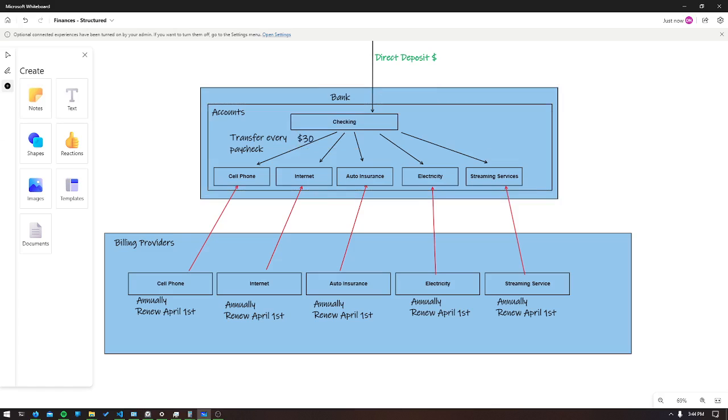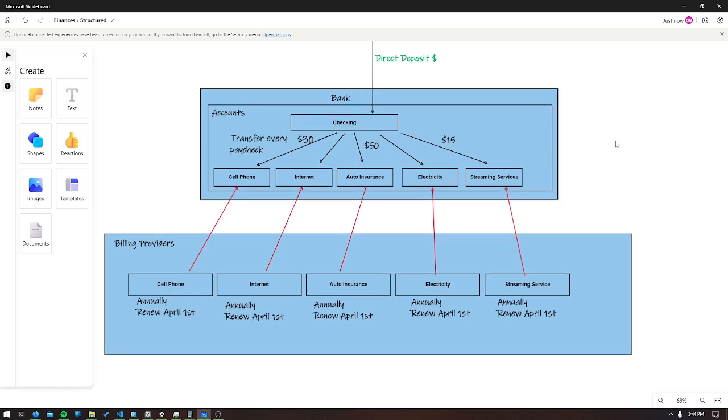So for example, let's say for cell phone you need $30 a month or $30 a paycheck or whatever. For streaming services you need $15 a paycheck. For auto insurance you need $50. Something like that. So you transfer whatever amount you need for each bill into the appropriate checking account here. All right, so you do that.